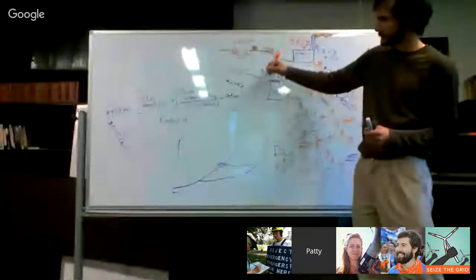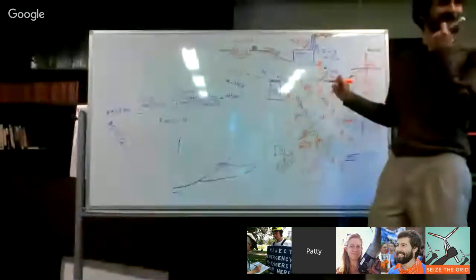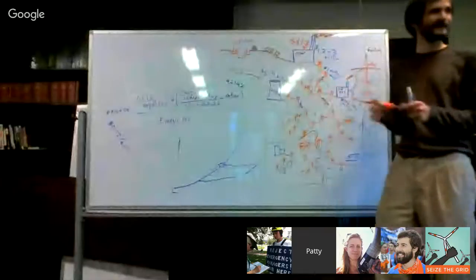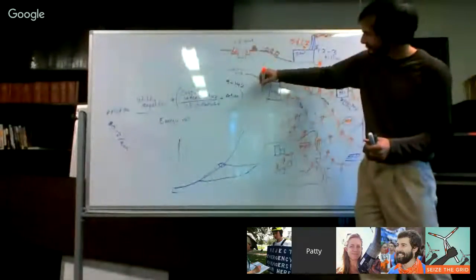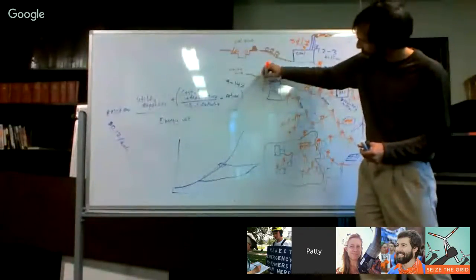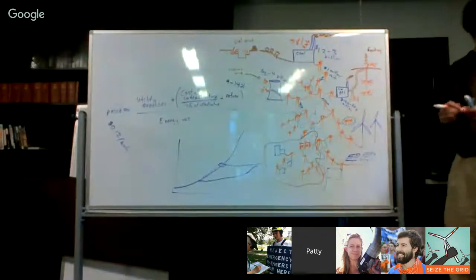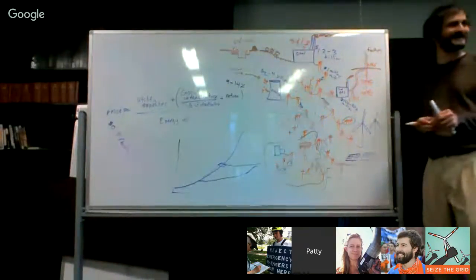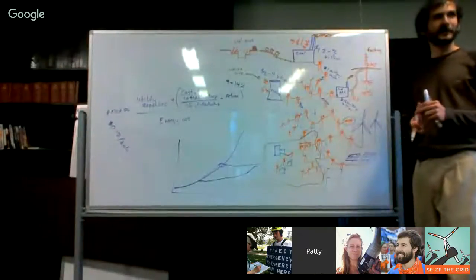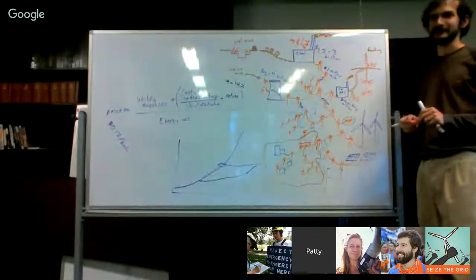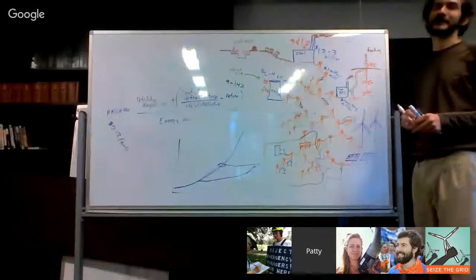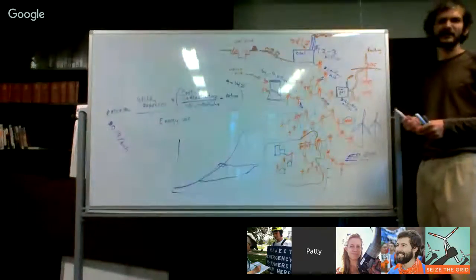Nuclear? 15. 12. 10 to 18. 10 to 18 cents. Good guess. So this is the best argument against nuclear energy. It's just way too expensive.